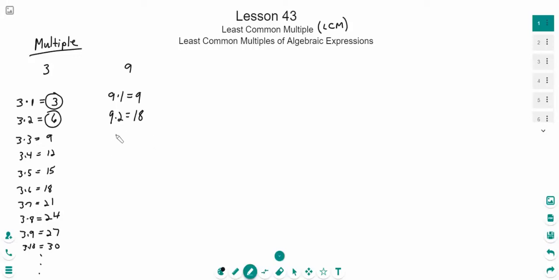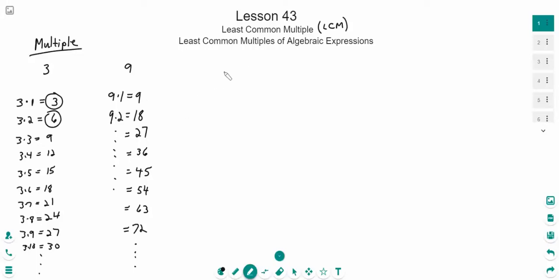And this would keep going, right? We would just keep marking this down. The next one would be a 27, and then a 36, and then a 45, and then a 54, and then a 63, and then a 72. And we would just keep going on and on forever, right? So all of these would be multiples of 9. Again, all a multiple is just a number that this 9 can go into evenly, or just think of all the answers to all the multiplication problems that involve 9 as a factor.